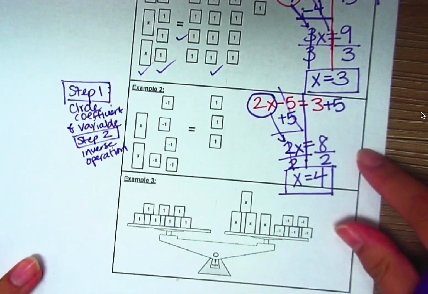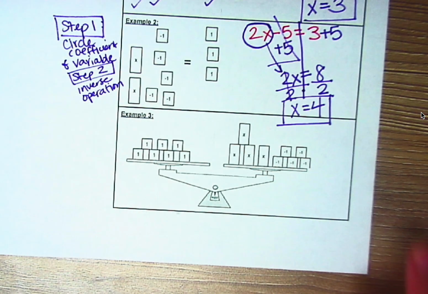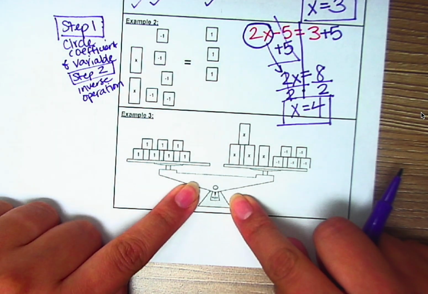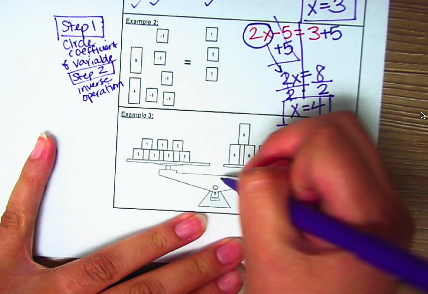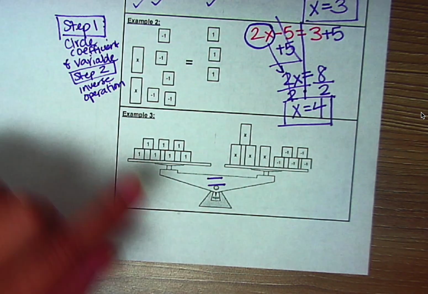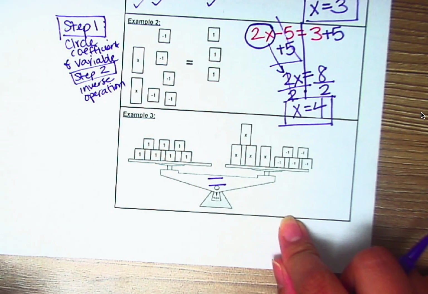Now let's look at example 3. Example 3 looks like a completely different picture, right? Example 3 gives us this right here. This is called a balance beam. A balance beam is just going to be our equal sign. Okay, let's go ahead and make an equation from this model.